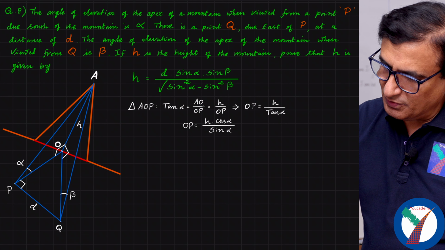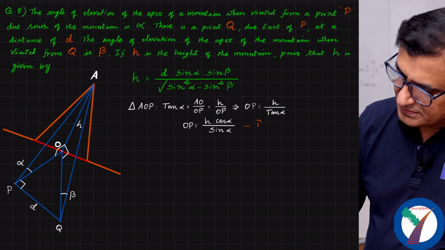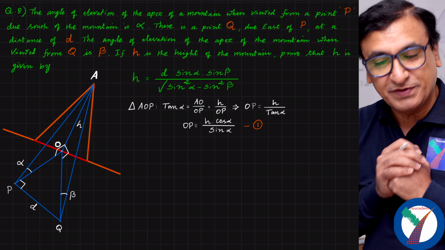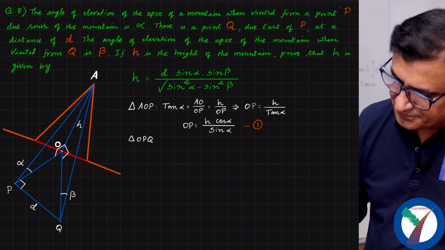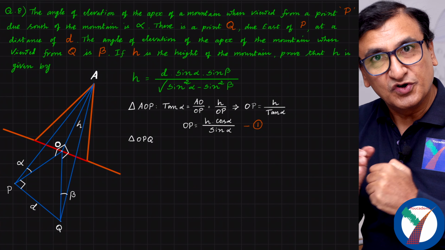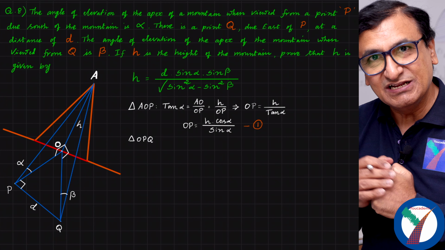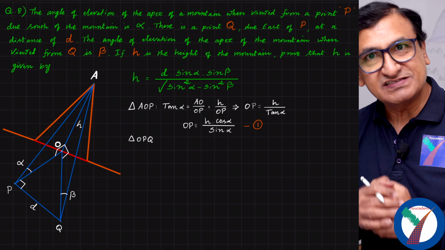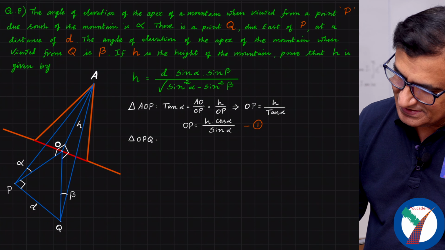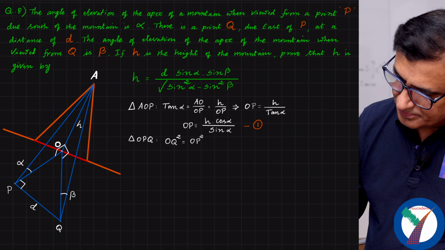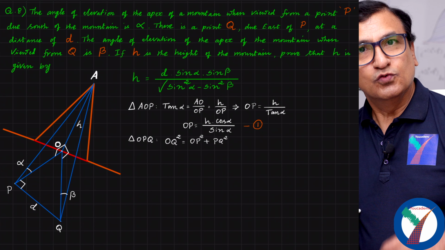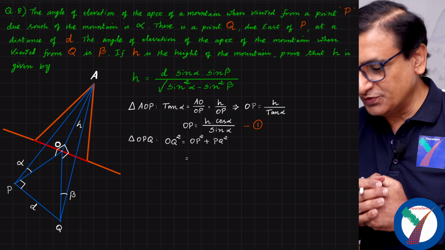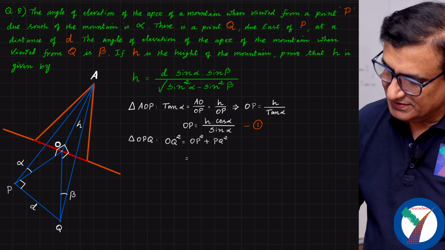Let me call this equation number 1. Okay, now let's go to the next right angle triangle, that is OPQ. Now in the triangle OPQ, OQ is the hypotenuse and angle P is the right angle. Therefore, OQ square would be OP square plus d square, which is the Pythagoras theorem, right? Now, OP is given by equation 1 and PQ is nothing but d. So, we are substituting the value of OP from equation 1.